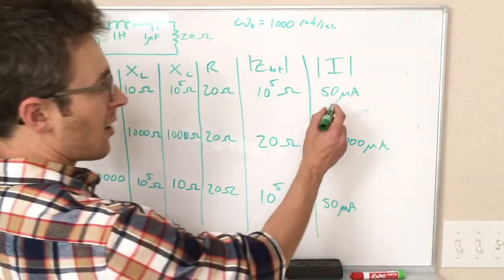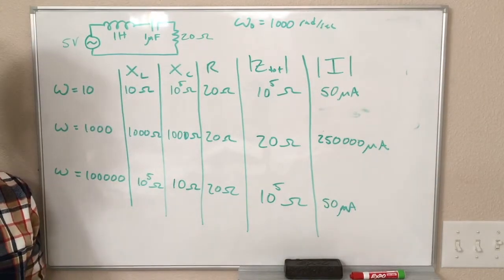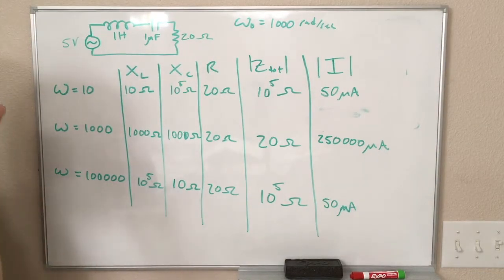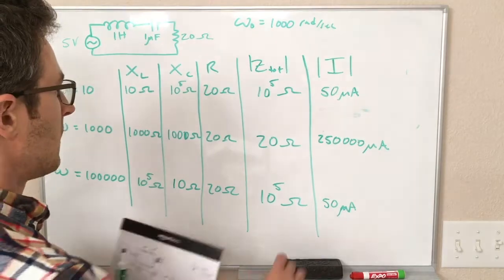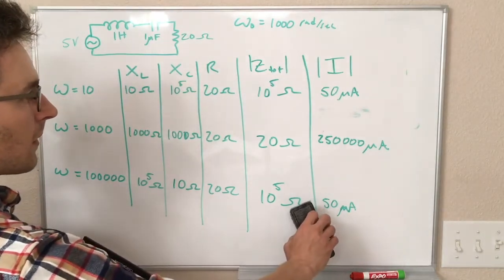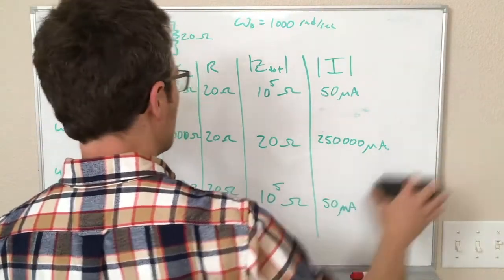So this gives you a sense of how big of a difference there is in how much current flows close to the resonant frequency and far away from the resonant frequency. I'm going to erase some of this to make room. I guess I should keep Z total and I. Okay, we'll try to cram this in on the right. No, this isn't going to work.